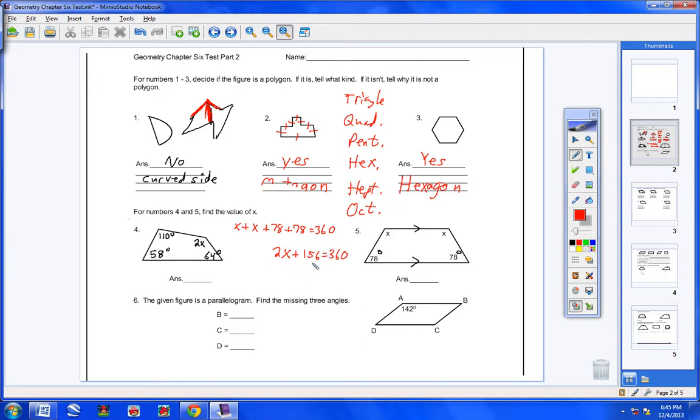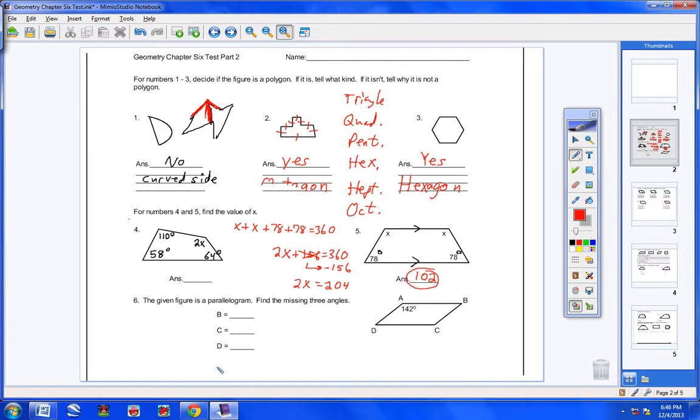Now, bring the 156 over and make it a negative 156. So we bring it over and it becomes a negative 156. So we're left over with 2x equals 204. Divide both sides by 2 and we get 102. X equals 102. There we go. I mean, really, it's that easy, okay?